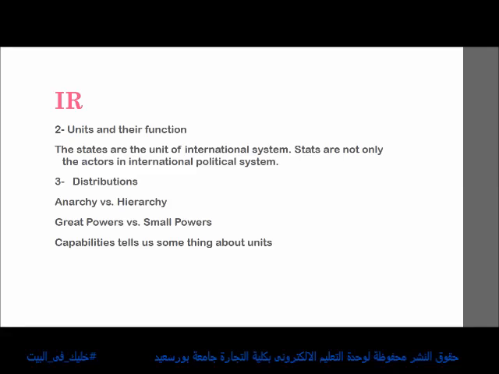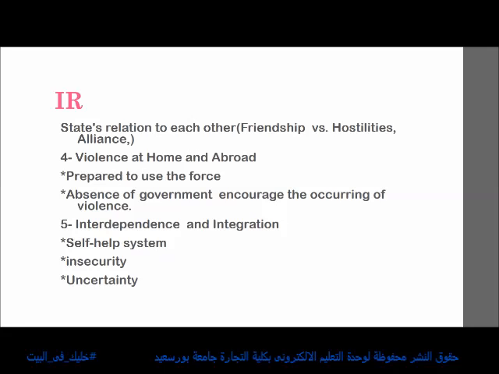Distributions of power. One country rich, one country poor. One country is stronger than others. Anarchy versus hierarchy. Anarchy is relevant to balance of power. Hierarchy is relevant to power transition. Great powers versus small powers. Capabilities tell us something about units. Of course, rank the states. We have big guys, we have small guys, we have the strongest guys, and we have midgets. States' relations to each other move from friendship to hostilities. Alliances. So we have to understand violence at home and abroad. We need to understand that too.